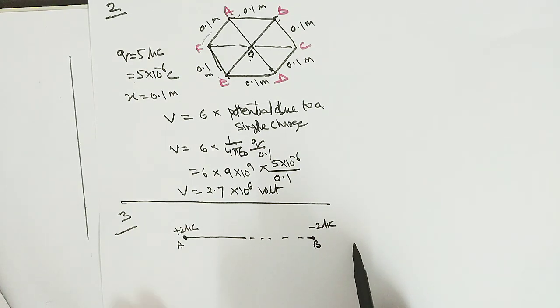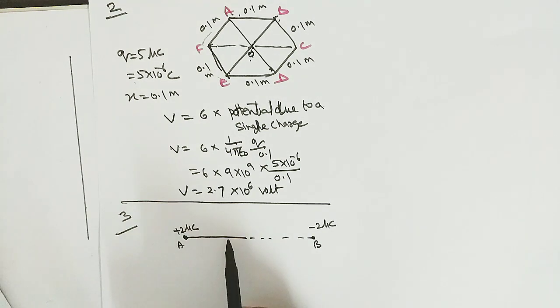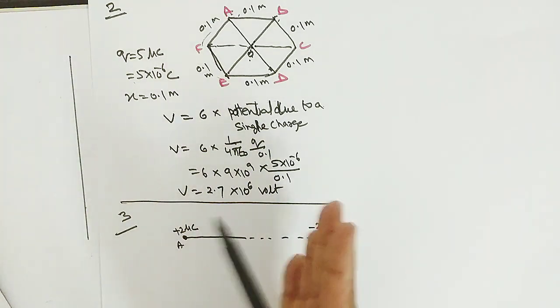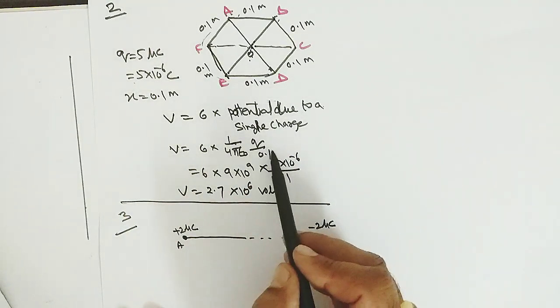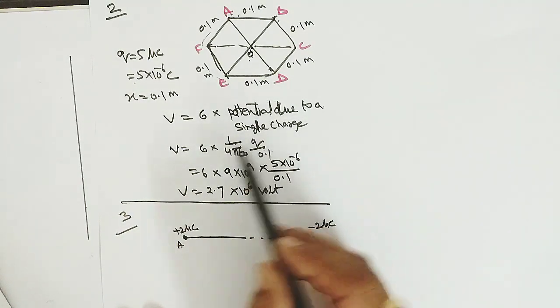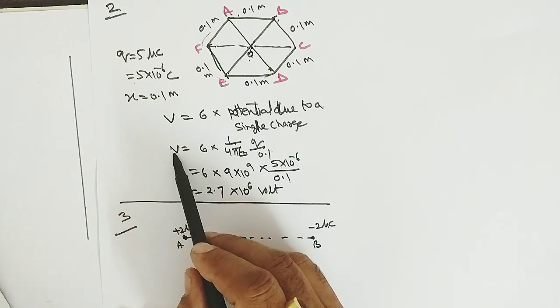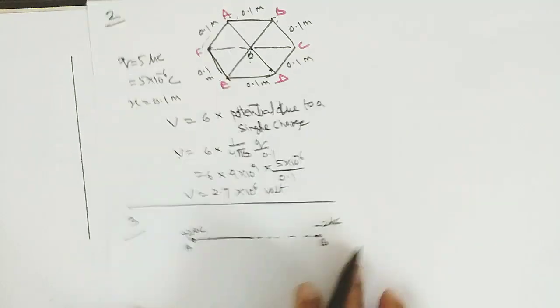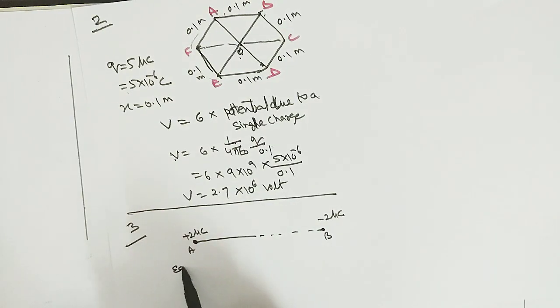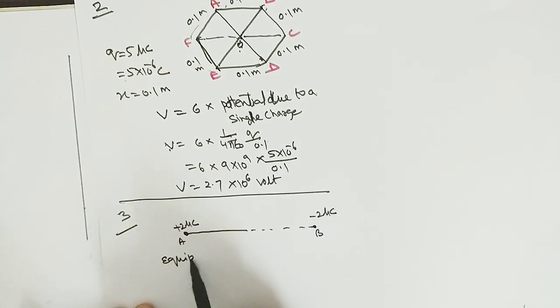So equipotential surface means the distance of the charge from that place is always equal. Only then the potential will be equal, because the distance should be always equal. So to keep the potential equal, what will the equipotential surface be like? Equipotential surface, I am writing the answer.